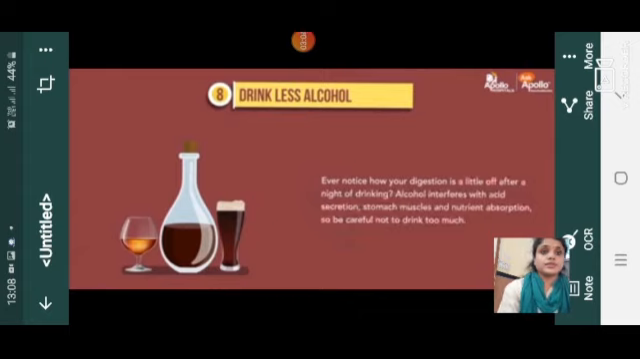You know, ever notice how your digestion is a little off after a night of drinking? Alcohol increases stomach acid, and affects muscles and nutrient absorption, so be careful not to drink.